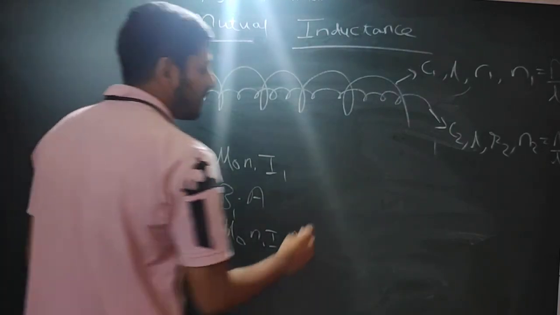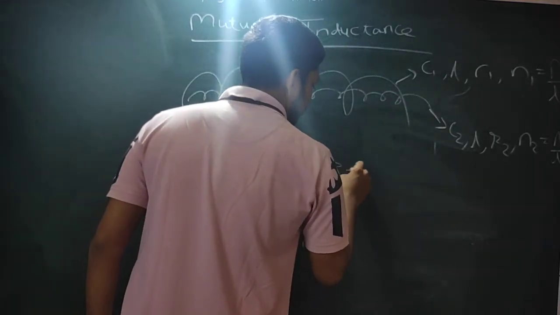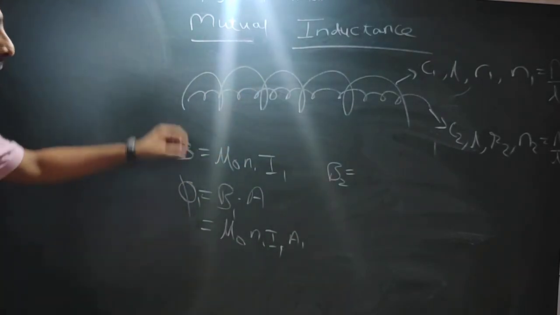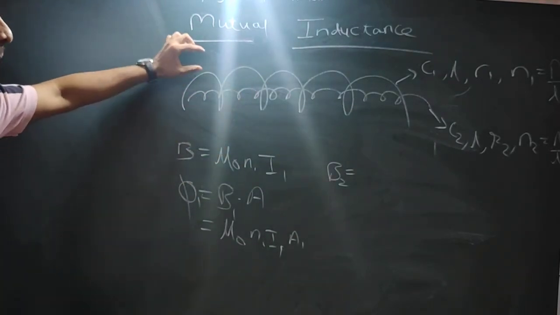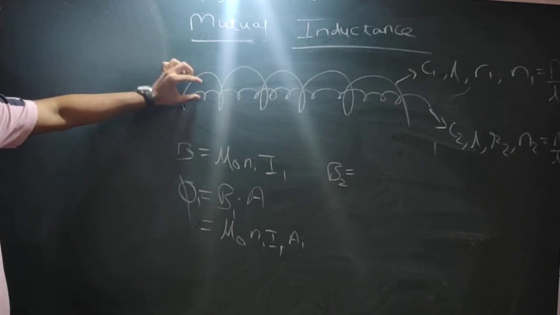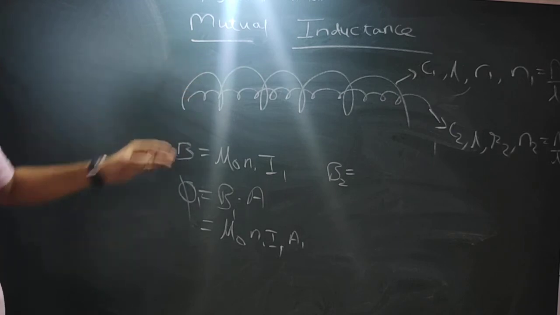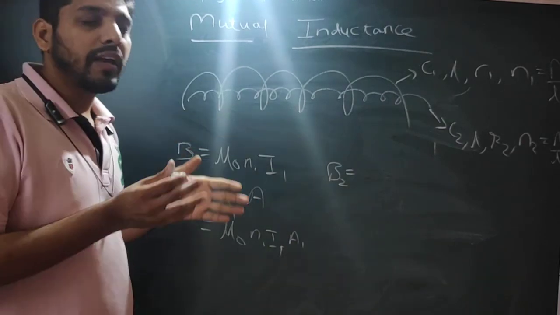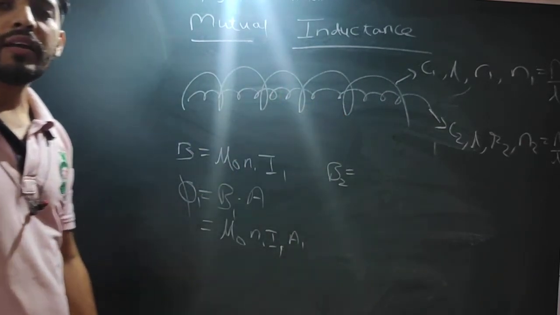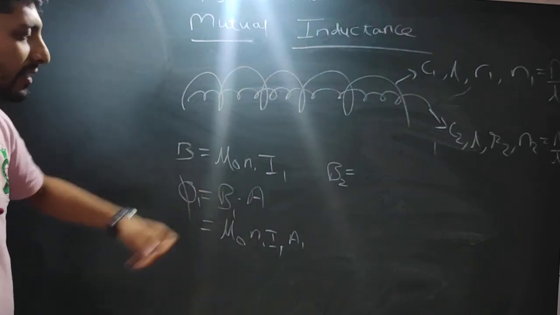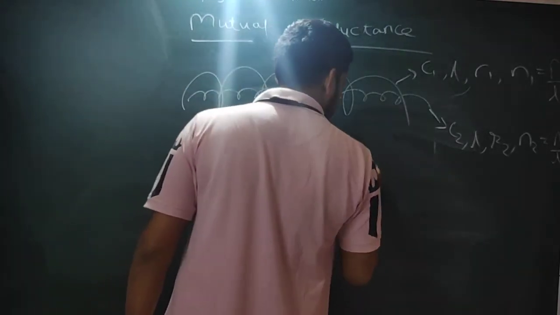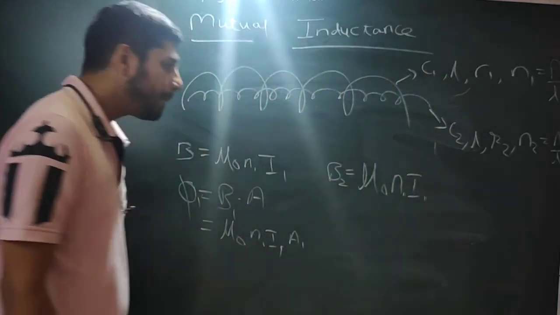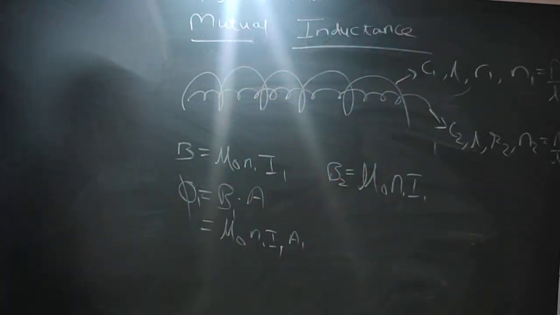Now what is the magnetic field B2 in the second coil? The magnetic field that is in the first coil will be the same in the second coil, because both are coaxial. Whatever magnetic field comes from the outer coil will also pass through the inner coil. So I can directly write that the magnetic field is the same, that is mu 0 N1 I1. I hope this is very clear to you.